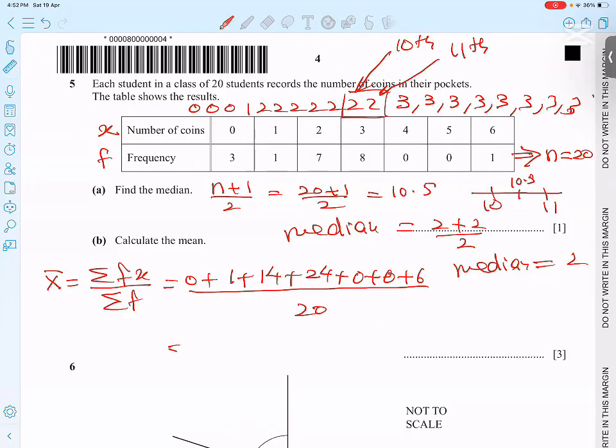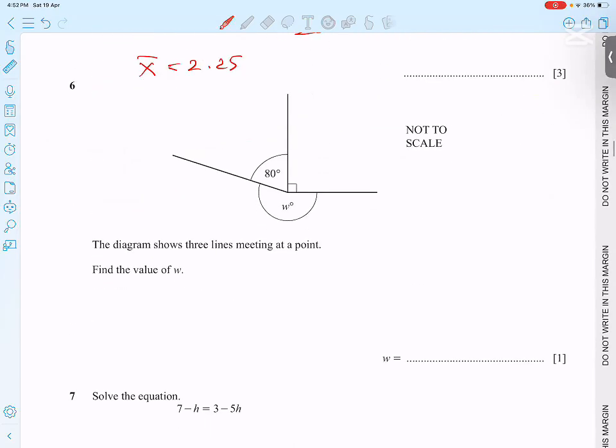Now, if I check it in the calculator, I'm getting 24 plus 6, 30, and plus 15, I got 45 by 20. 45 divided by 20, and I got 9 by 4 or 2.25, the mean. I believe the point is very clear, and we got it. Question number 5, this 5B part, 2.25. And let's go for the next question, 6.